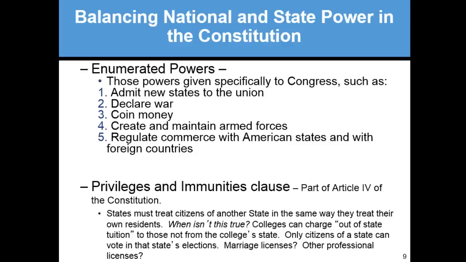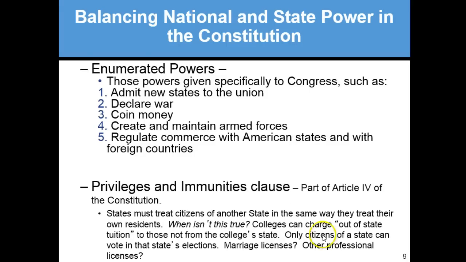The Privileges and Immunities Clause is in Article 4 of the Constitution. That's the part of the Constitution that deals with the relationship between the states. It says that the states must treat citizens of another state in the same way that they treat their own citizens, with a few exceptions.